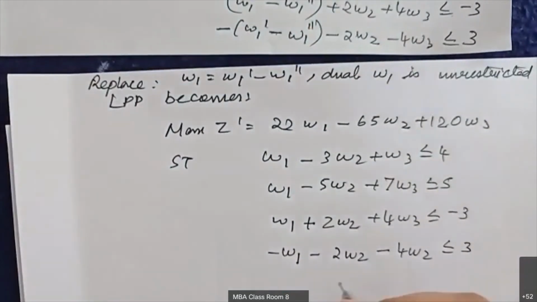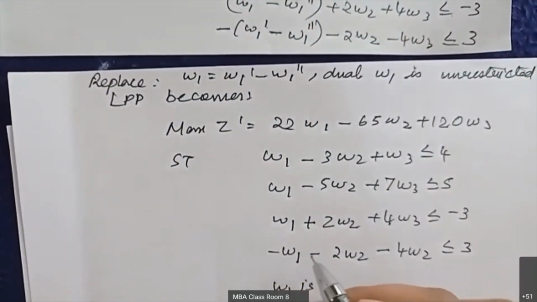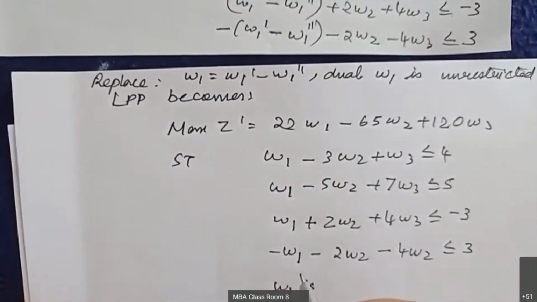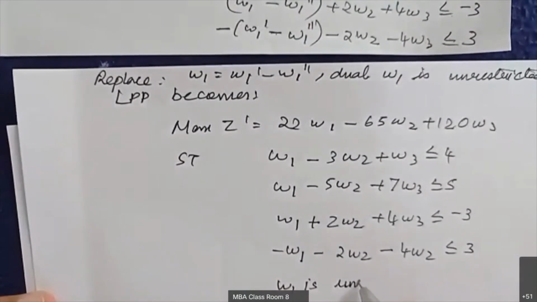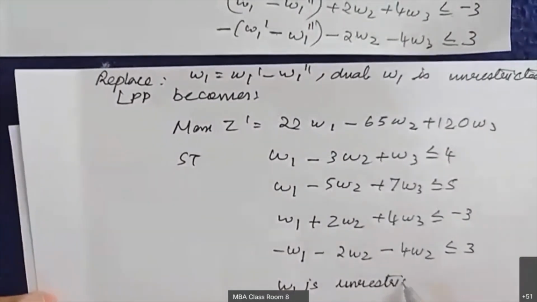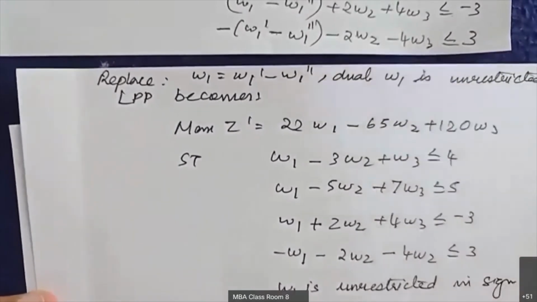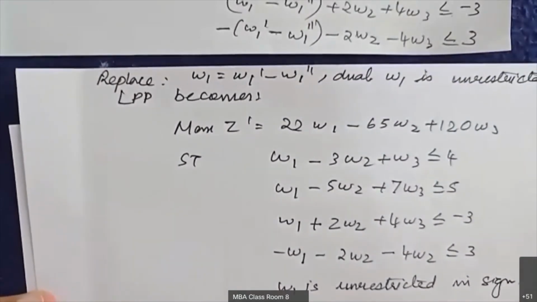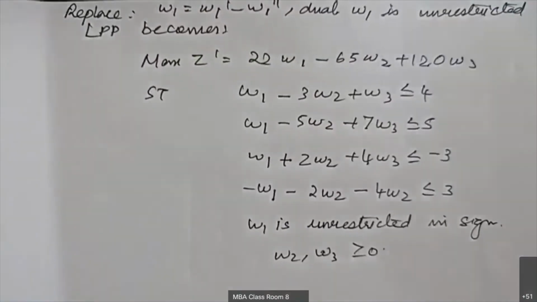Okay, we have converted it into W1, a single variable, instead of W1 dash and W1 double dash. So W1 is unrestricted in sign, and W2, W3 are greater than or equal to 0. Okay, now what do we do?